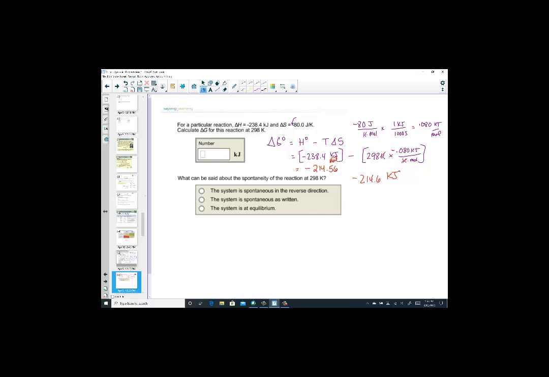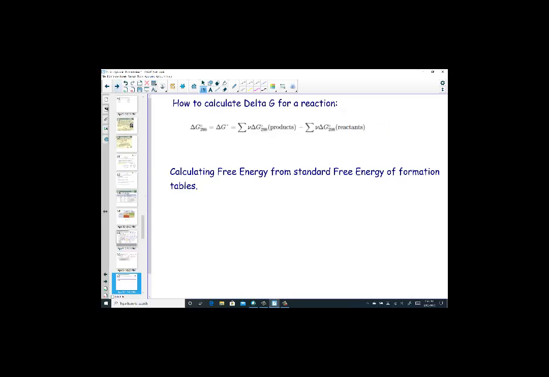Yes, this reaction is spontaneous in the direction as written because delta G came out with a negative value. If delta G had come out positive, it's spontaneous in the reverse direction. And if delta G comes out at 0, the system is at equilibrium. So really just a plug and chug formula once we get practicing, isn't it?